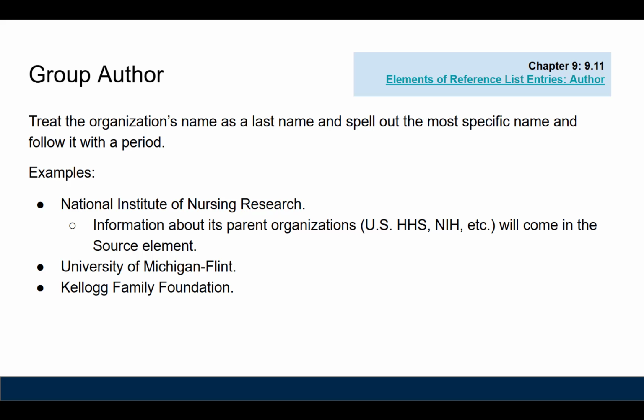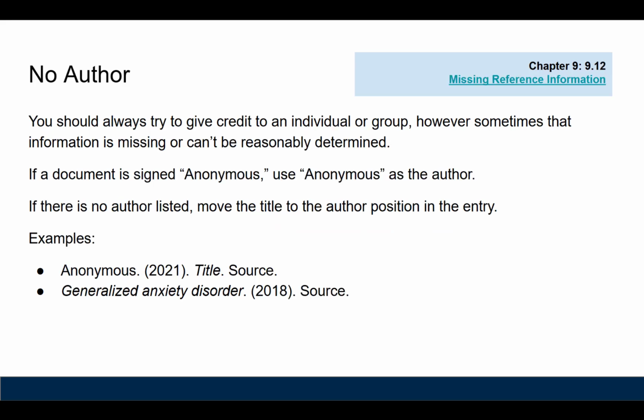I'll go more in depth in another video. If no individual author or group can be determined, as a last resort, you can move the title of a work to the author position in an entry. If a document is signed anonymous, you actually use anonymous as the author. Both of these instances should be very rare, so try to do your best to identify the individual or group responsible for the work.